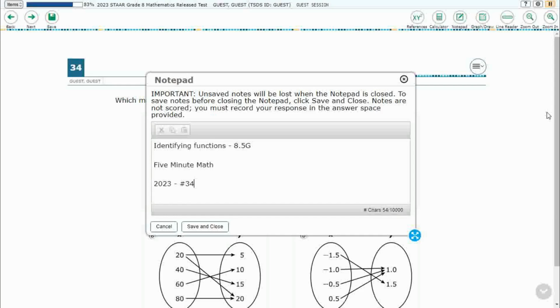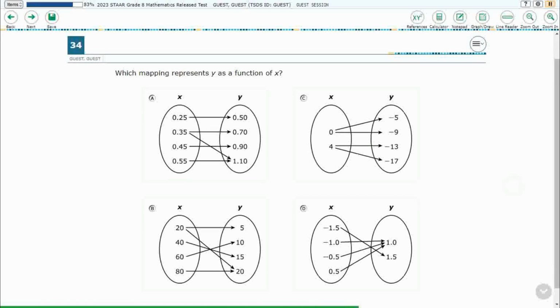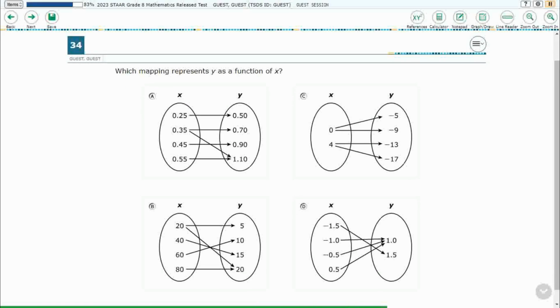Today we are looking at the 8th grade concept of identifying functions. This is standard 8.5G in the great state of Texas, and we are using item number 34 of the 2023 released STAAR test. If you haven't done so already, please go ahead and take a moment to pause the video, work this problem out on your own, unpause it, and we will look at our answers together.